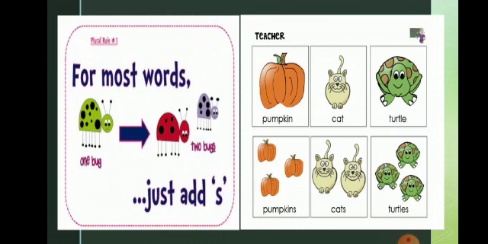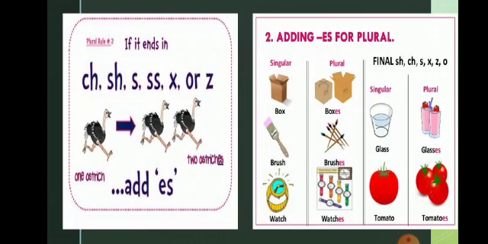To change singular into plural, in most of the noun words, we add s to make its plural, like pumpkin, pumpkins, cat, cats, turtle, turtles. And if the noun ends in ch, sh, s, double s, x or z, we add es to it to make its plural.